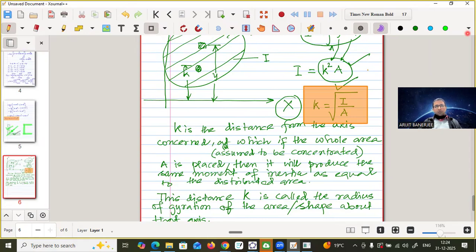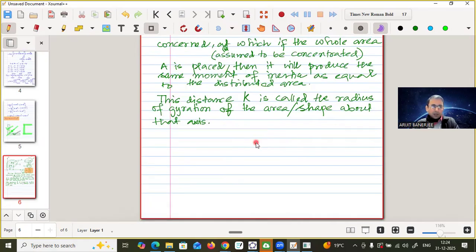So if you know, say for example, if I ask you, for some simple figure, to determine the area, say for example this one, this area, and say for example this is the axis. Sorry.